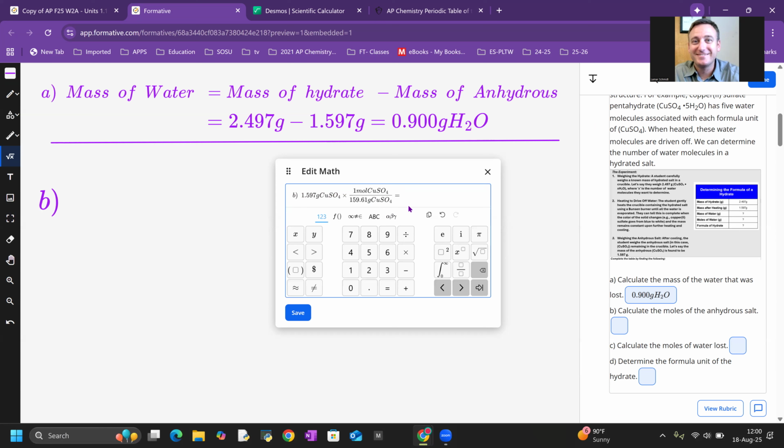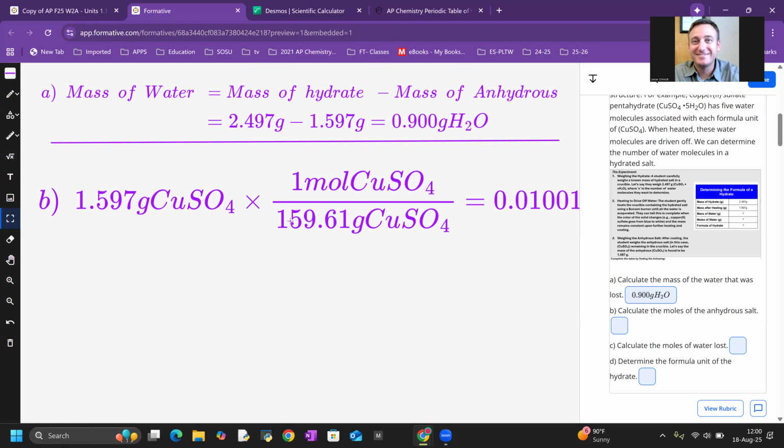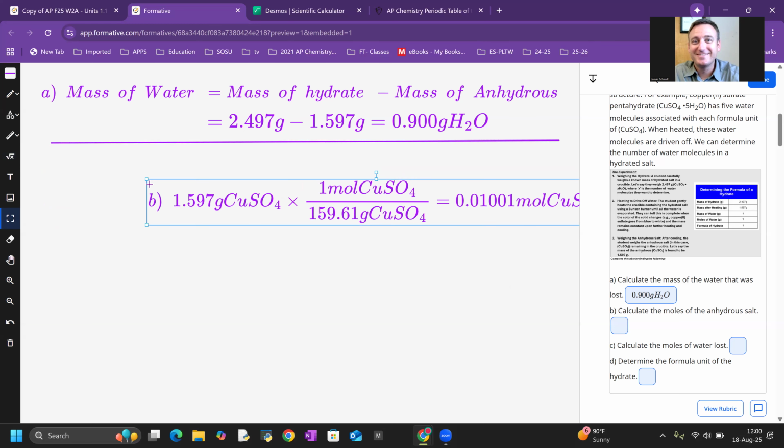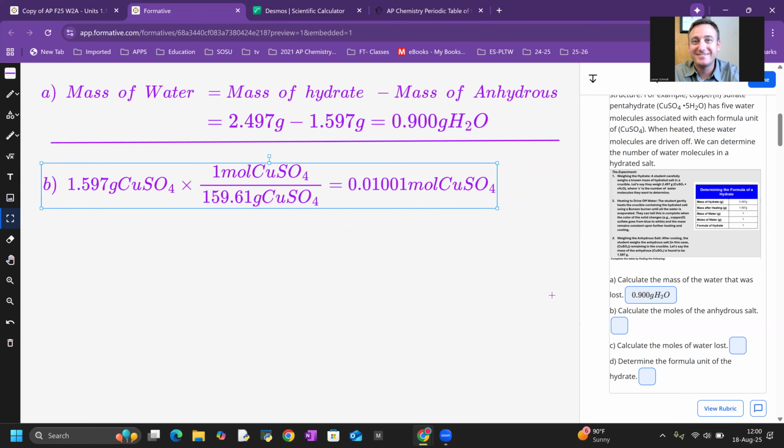And so now all I have to do is plug this into my calculator, 1.597 divided by 159.61. And what I end up getting is 0.01001. And this will be moles of, watch that, copper(II) sulfate. And I just copy and pasted that part in there. And then now what I'm going to do is copy my answer, Control C, save, hit save for sure. If you don't hit save, you might be redoing that work. That's not good. Nobody wants to redo work. And then just place your answer into the answer box. And you should be getting credit for that.